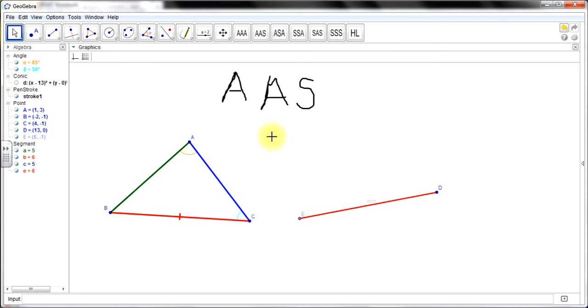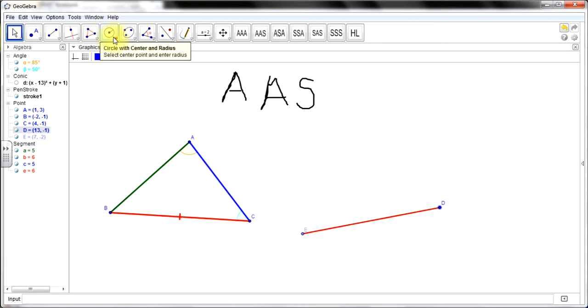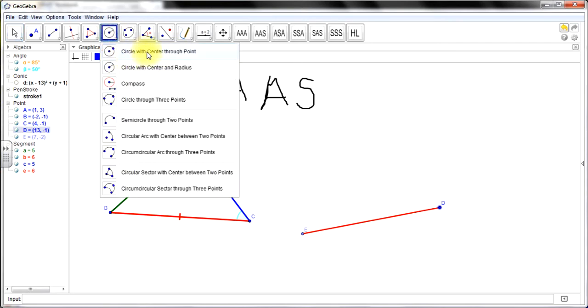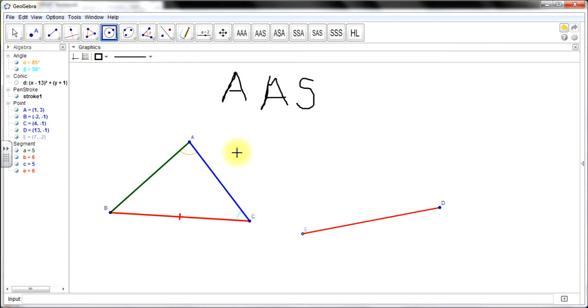Okay, so now what we need to construct are these two angles here. Alright, so since C is on the right side of the segment, I'm just going to make D that angle C here. Okay, so what I'm going to do is go through the construction of a congruent angle pretty quick, I think, through the video. If you're lost on this, make sure you go back and watch my tutorial on how to construct congruent angles, also congruent segments. Okay, so I'm going to grab my circle with center through point tool.